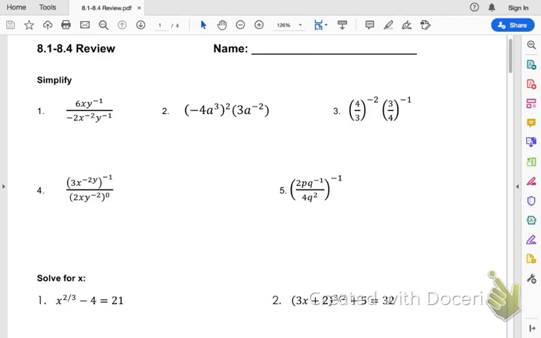So I created this review for you guys. Originally it was supposed to be a game, and I'm kind of bummed because we were going to have stations and things like that, but I made it into a review, so it does have a lot of questions, but it's going to be really helpful to study for the quiz on Thursday.